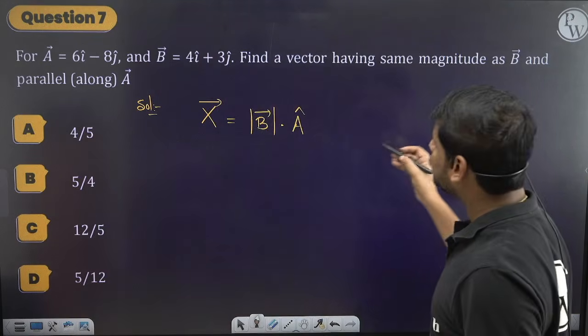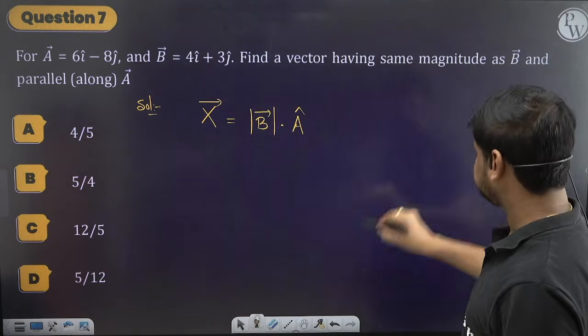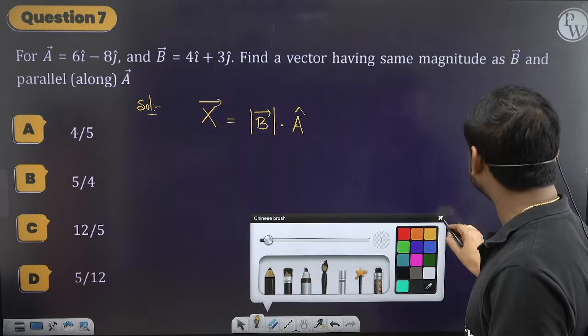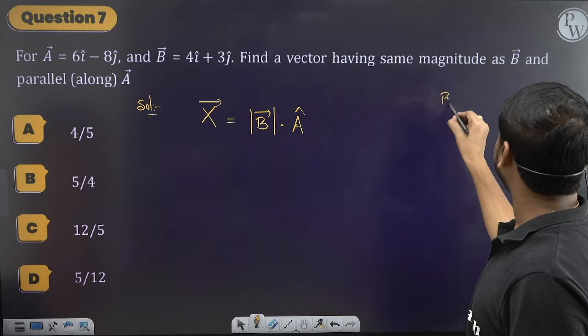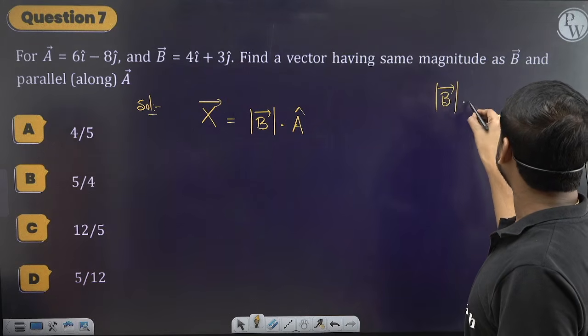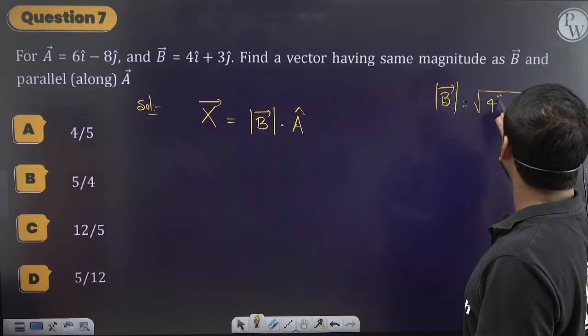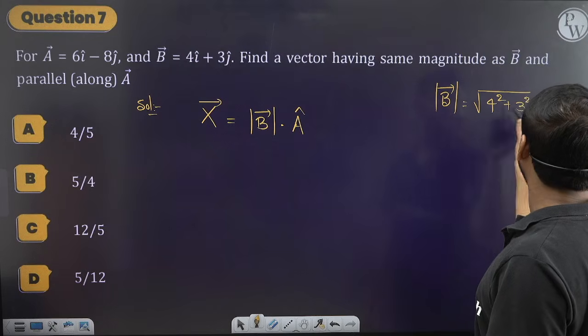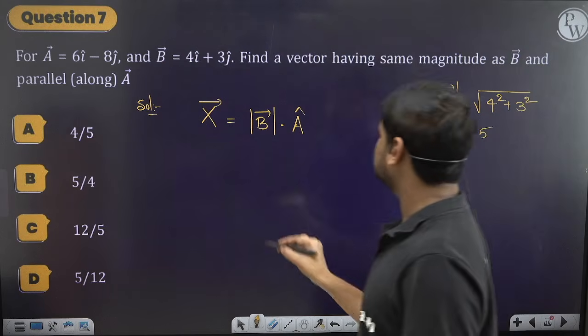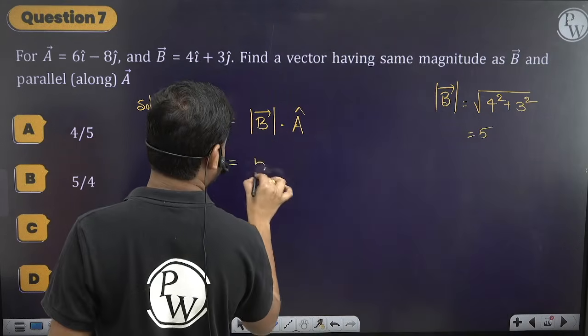So can we find what is the B vector's magnitude? So vector B magnitude is going to be simply square root of 4 square plus 3 square, right? So however this is going to be again 5. So the vector B magnitude is 5.